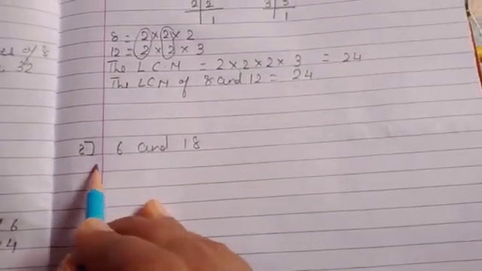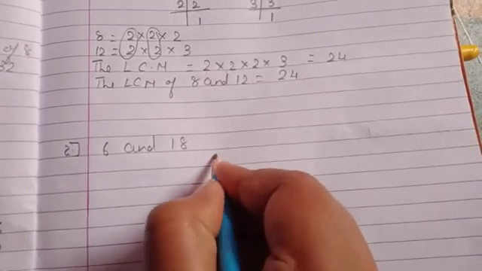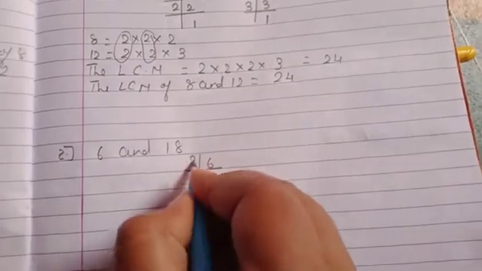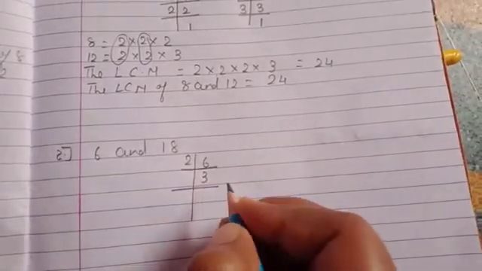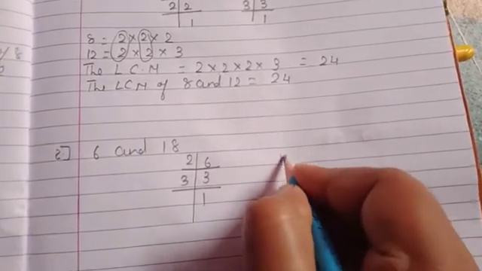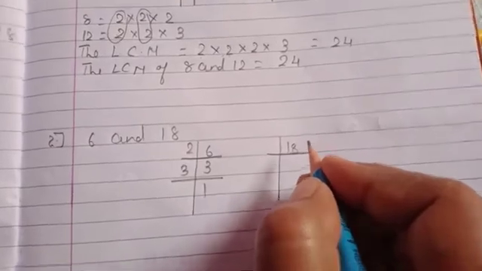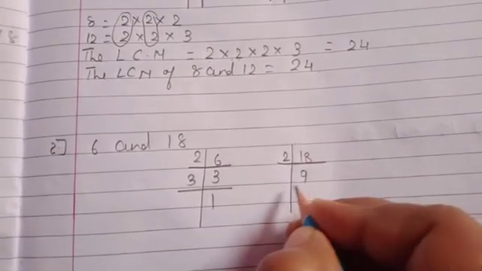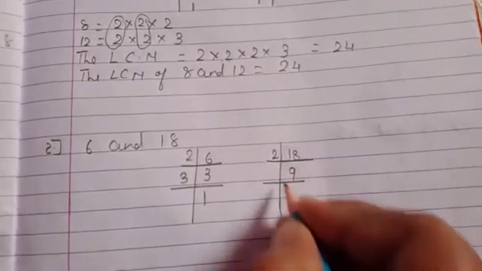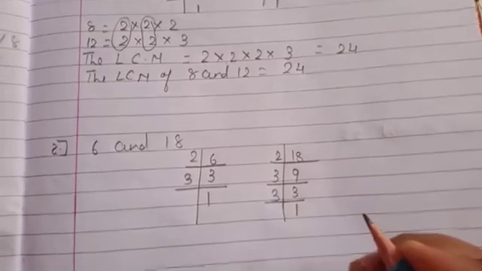Now number 2, 6 and 18. First we will take out prime factorization for 6. 6 will come in 2 table. Yes, 2 threes are 6. Then 3 will come in 3 table, 3 ones are 3. Now for 18. 18 will come in 2 table. Yes, 2 nines are 18. 9 will not come in 2 table, so now we will move to 3. 3 threes are 9, then 3 ones are 3.